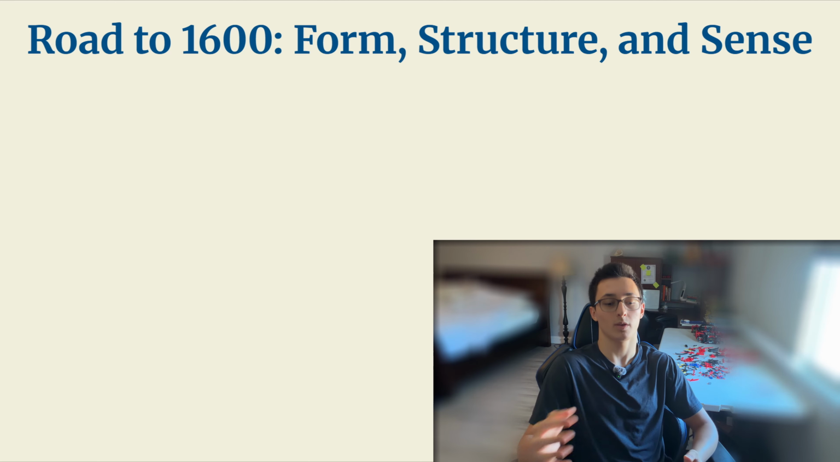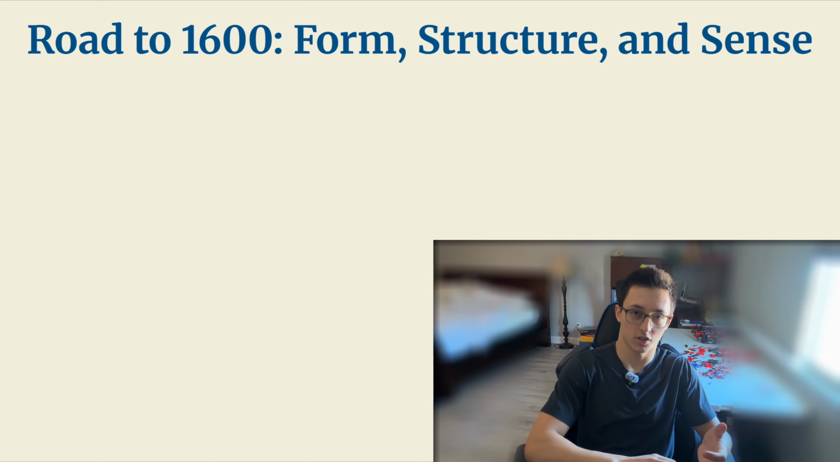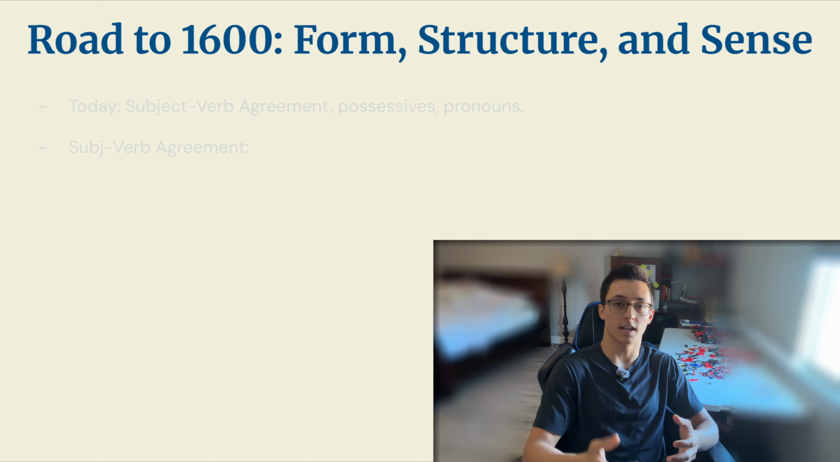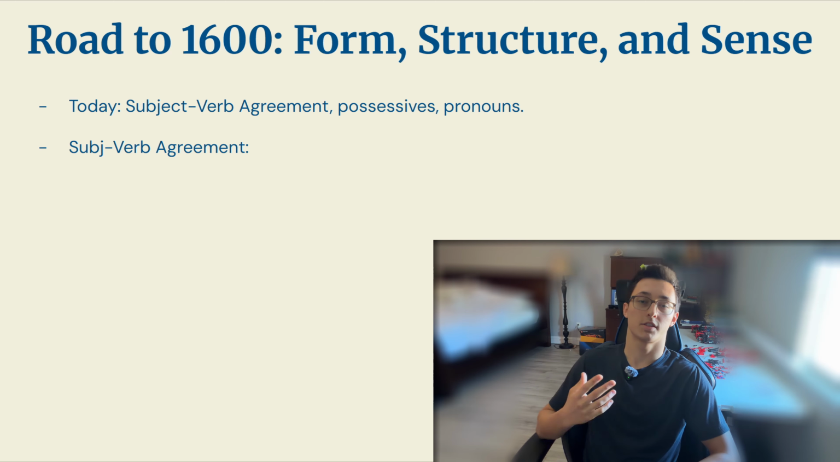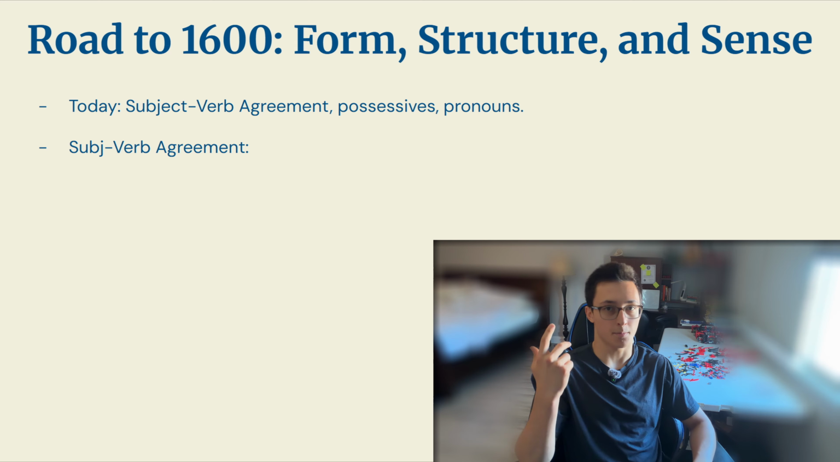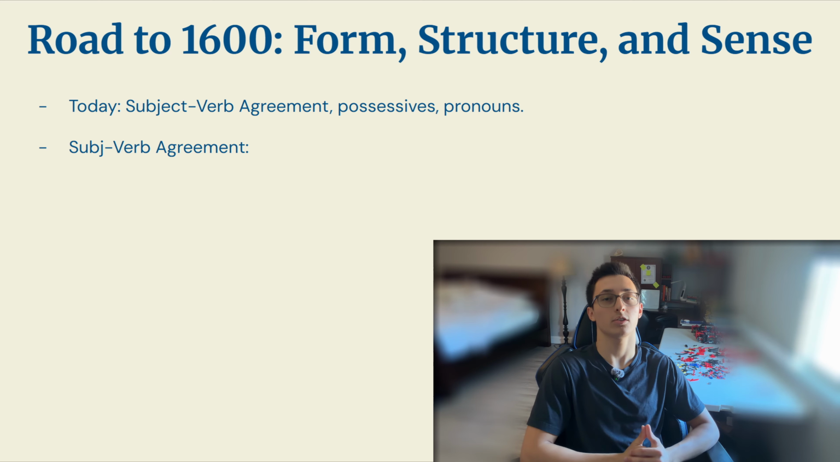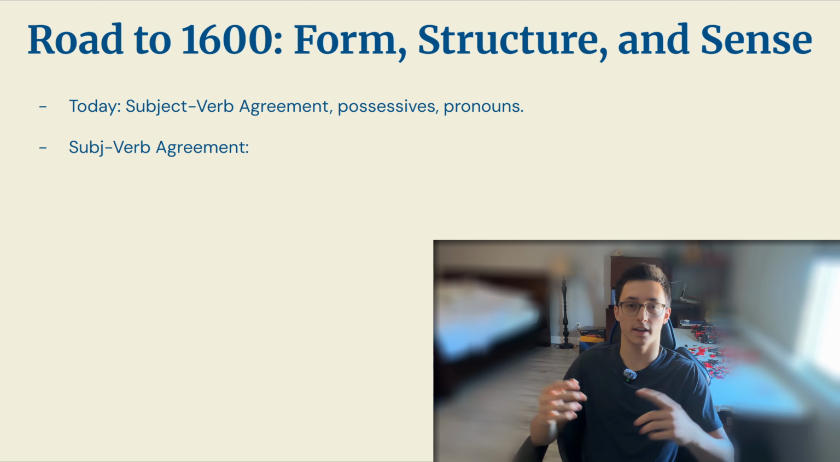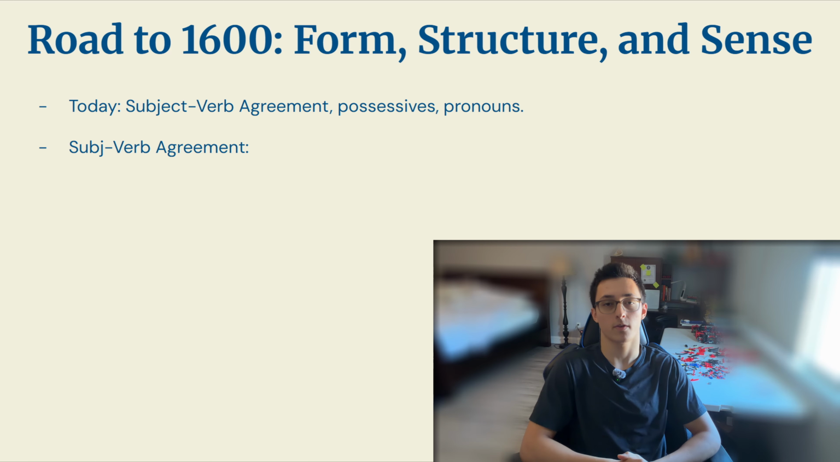But yeah, so the 3 sub question types within form, structure, and sense that we are covering today are going to be subject verb agreement, possessives, and pronouns. There's some crazy ball knowledge today. I'm super excited to share it with you guys, and we're just going to get right into it, all right? Let's start off with subject verb agreement.